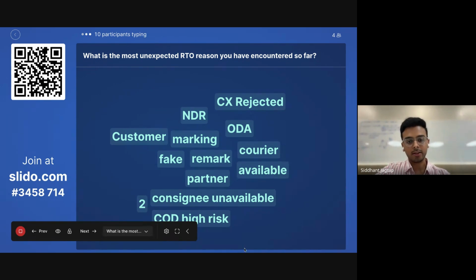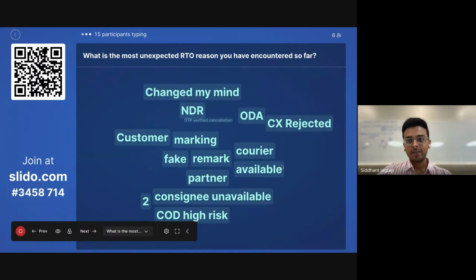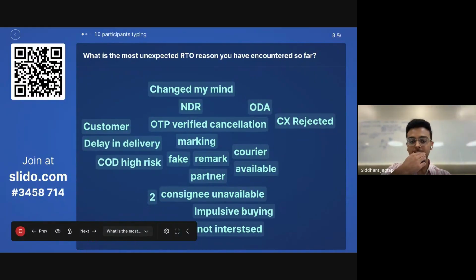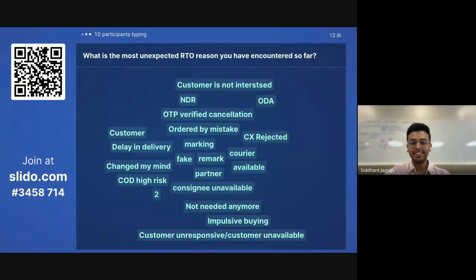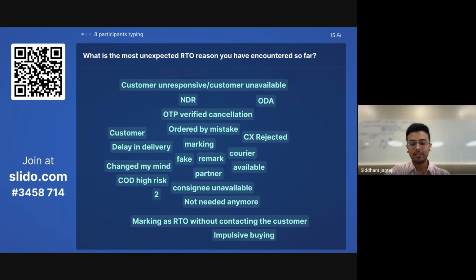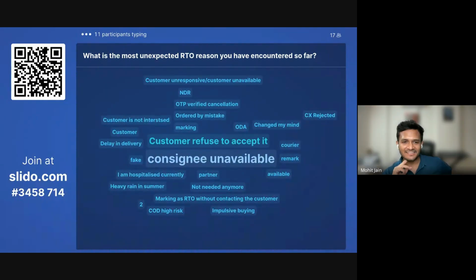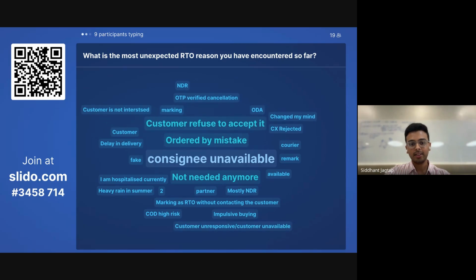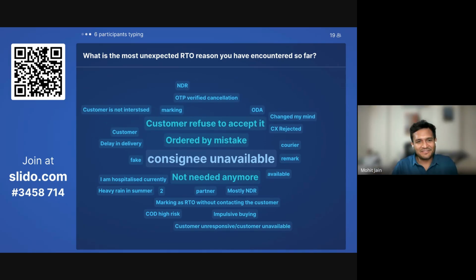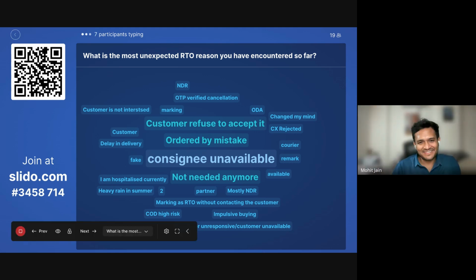Oh, wow. Very interesting responses. Change my mind is pretty big. I have also done that, to be honest. Marking as RTO without contacting the customer. Interesting. I think we can see some interesting reasons: not needed anymore, heavy rain in summer.